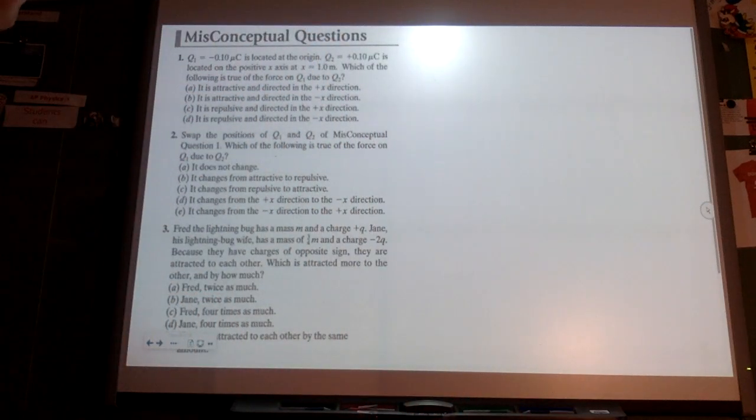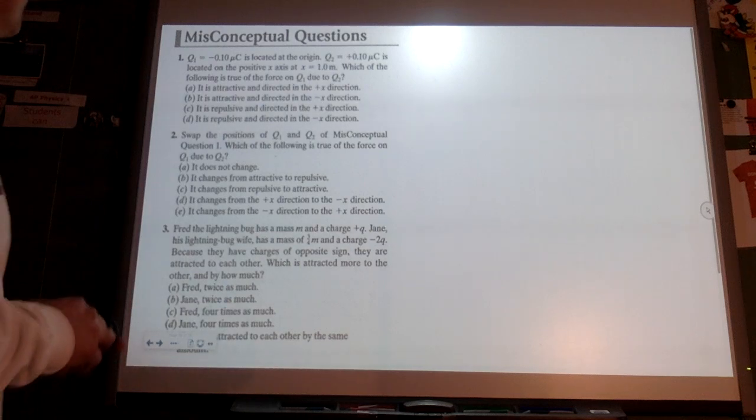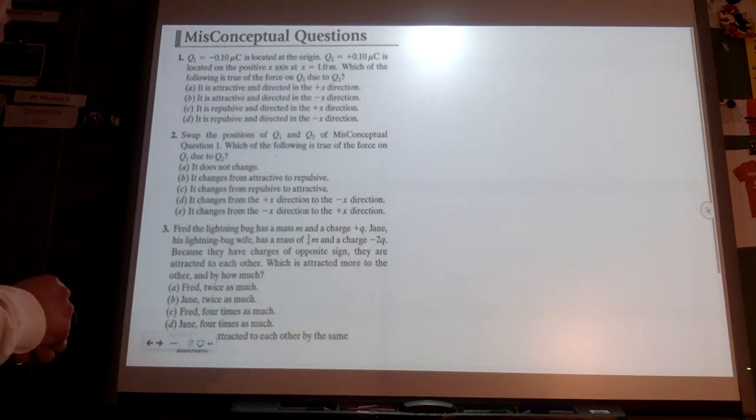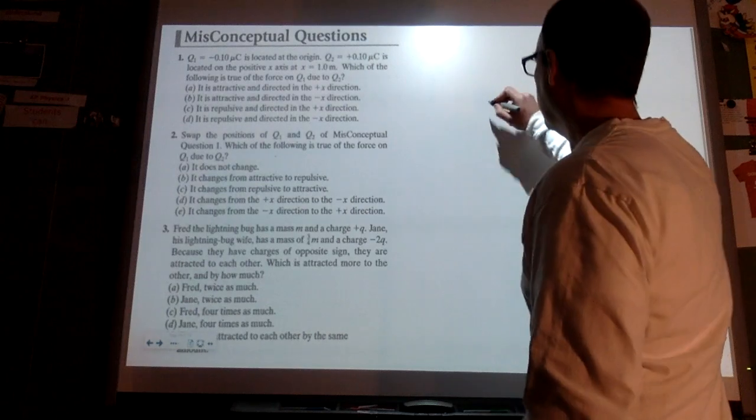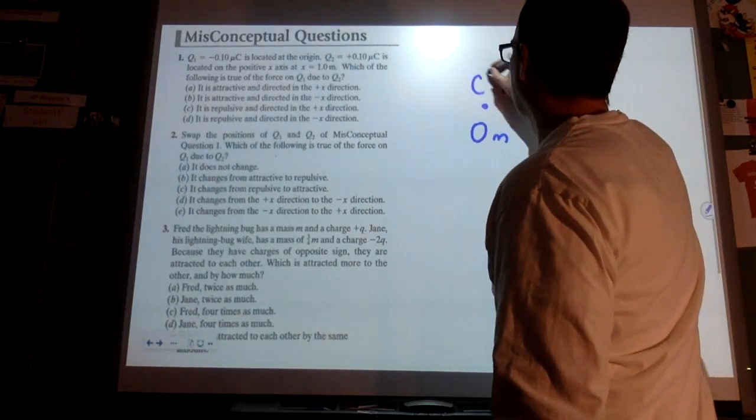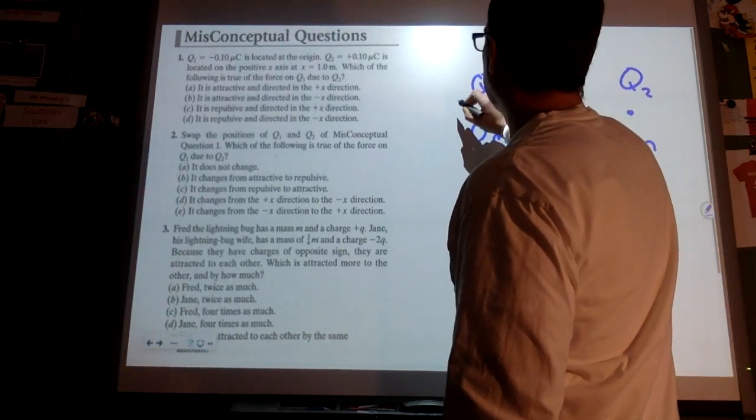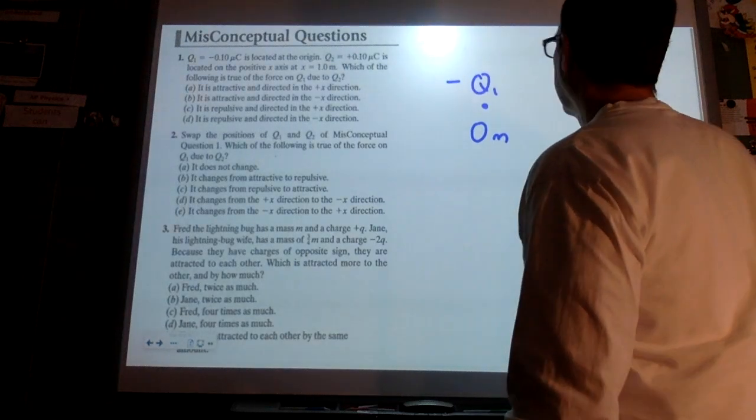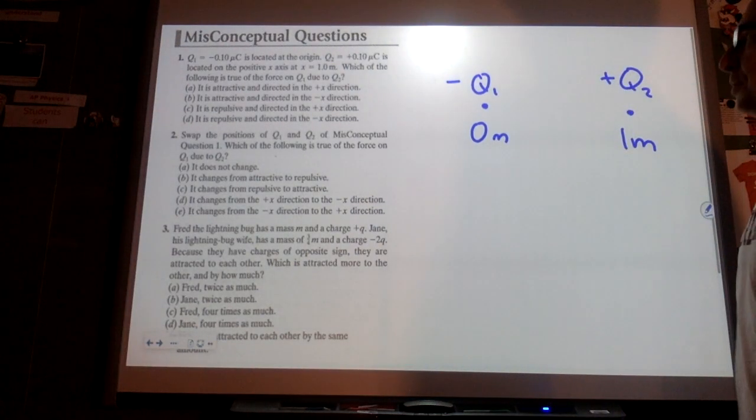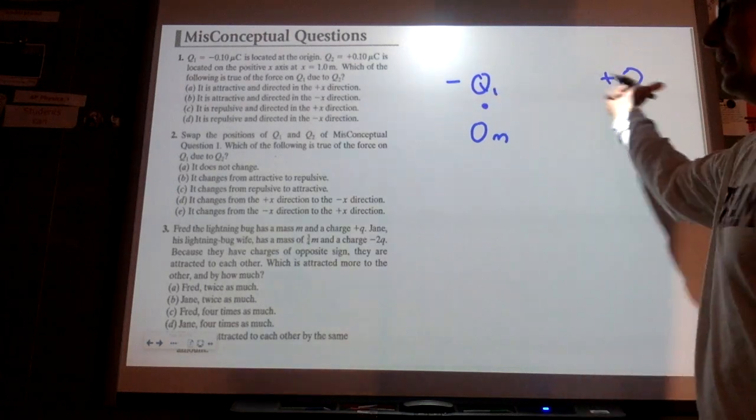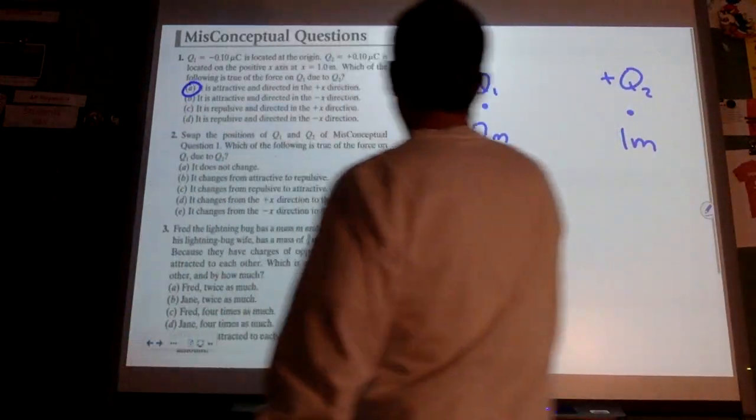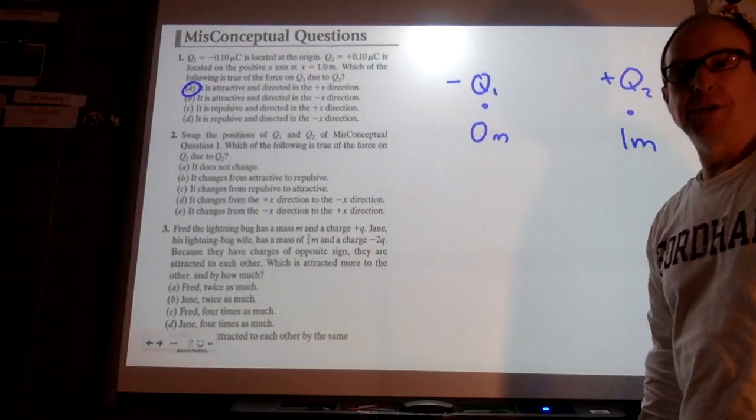Q1 is negative 0.1 microcoulomb. It's located at the origin. Q2 is positive 0.1 microcoulomb. It's located on the positive x-axis at x equals 1 meter. Which of the following is true of the force on Q1 due to Q2? Q1 would be attracted in the positive x direction, right? It's going to be attracted to it.